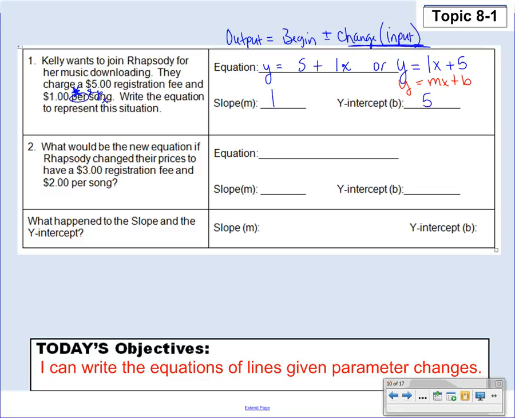Our second part says, what would be the new equation if Rhapsody changed their prices to have a $3 registration fee and $2 per song? So $3 is where we begin, and now it's $2 per song, so I know I'm going to multiply the 2 times x. I'm still adding, so I'm going to rewrite it so the x is first, so it's in y equals mx plus b form.